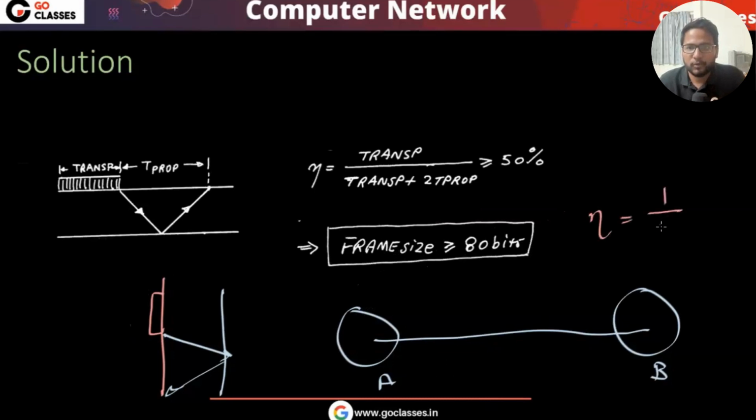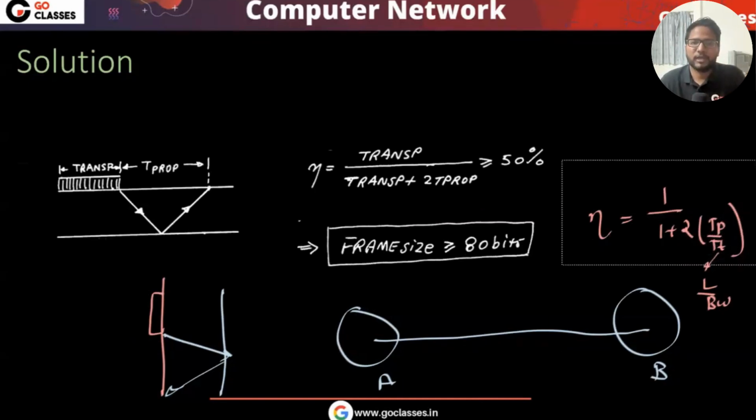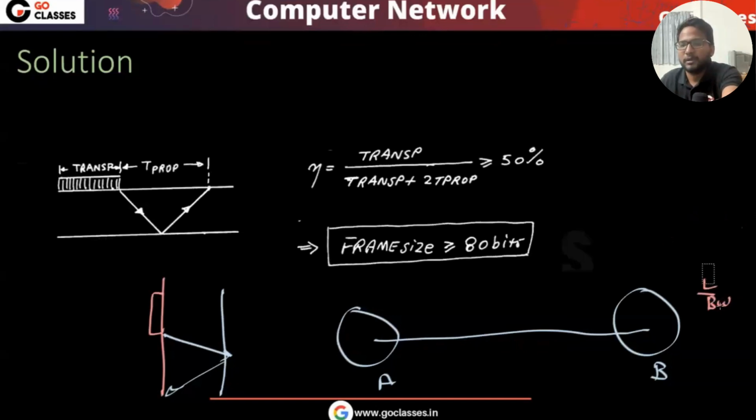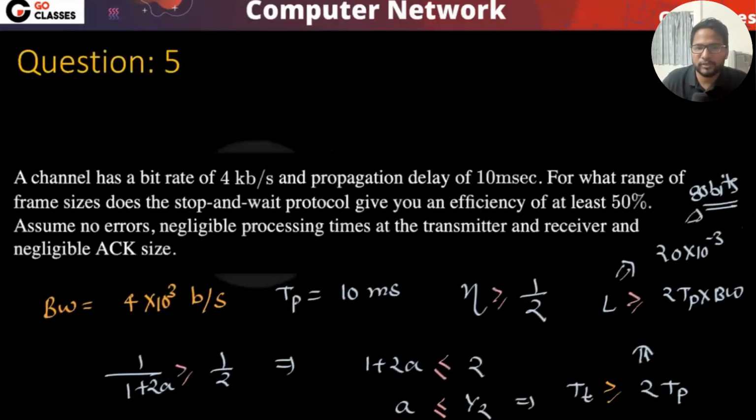Efficiency is 1 upon 1 plus 2a, right? 2 into TP upon TT. So this is the same, but if you increase this length, this is basically length upon bandwidth, right? If you increase this, then this total number will decrease, then efficiency will increase in stop and wait. This is a normal takeaway that you can see from here. Anyway, that's not what is required. Have you understood this question at least?